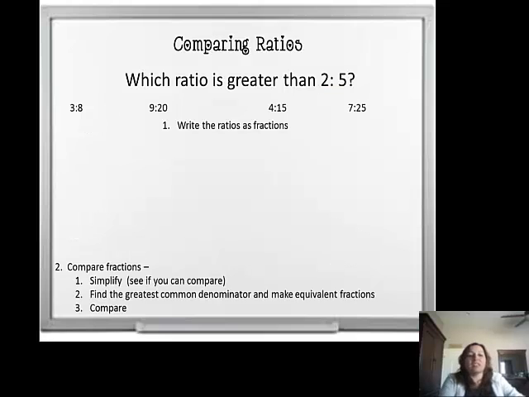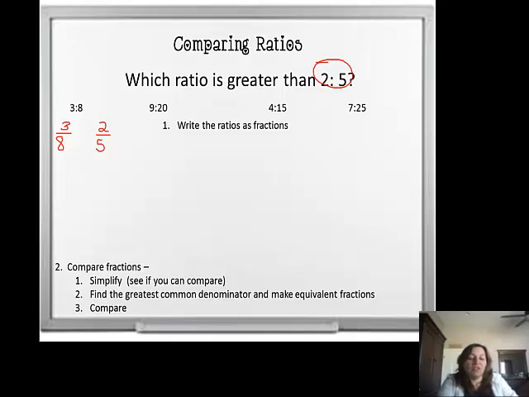So let's start with step 1. Step 1 says write these ratios as a fraction. Remember that we have 2 to 5 and we're comparing it to each one of these. So we want to just start with 3/8. We're going to go ahead and put 3/8 as a fraction, and remember we're comparing it to 2/5. We want to know which one's bigger.